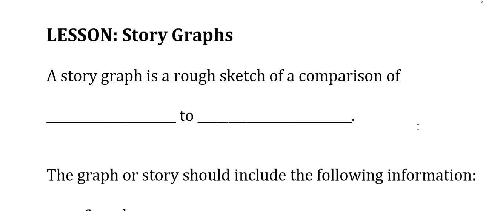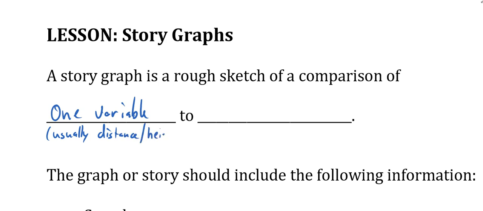Story graphs. A story graph is a rough sketch. Sometimes it has a scale, sometimes it doesn't, and it compares one variable. It's usually distance. And height is a special type of distance. So those graphs we just looked at, we're measuring distance up, height, right, to time.